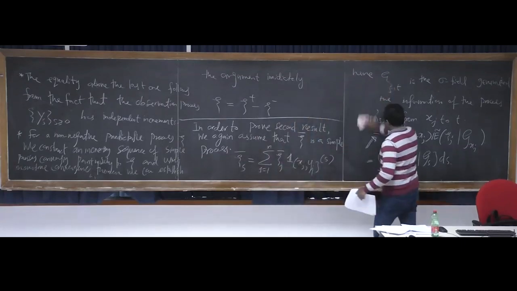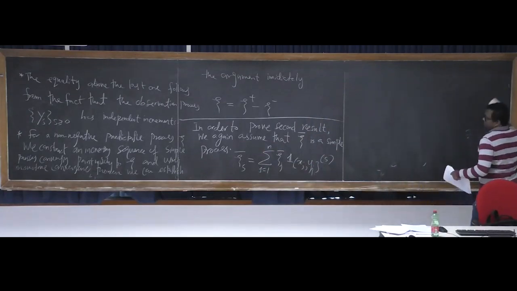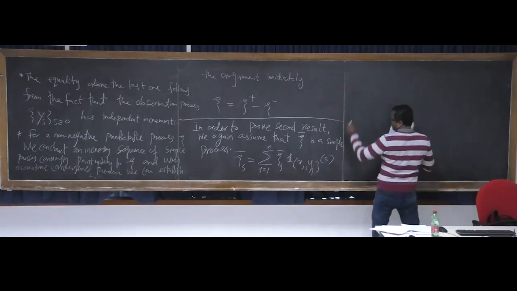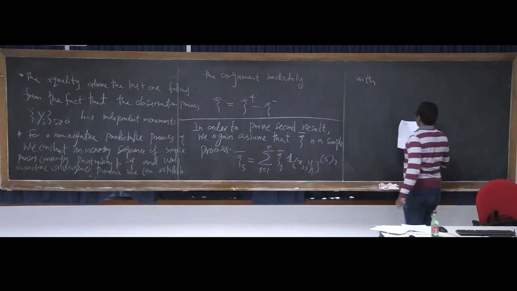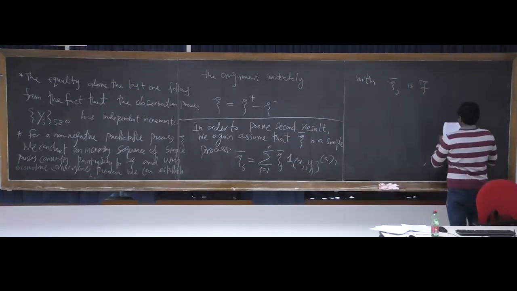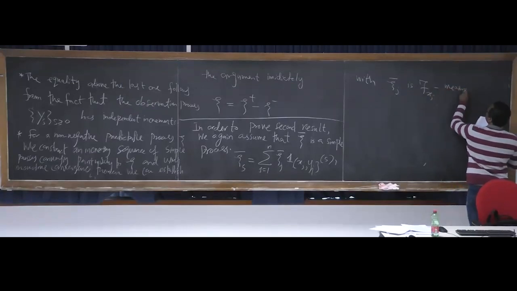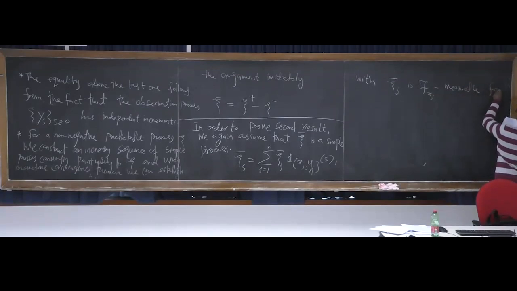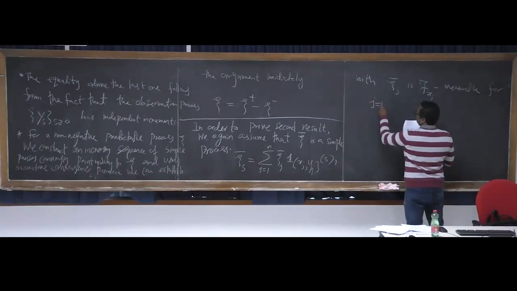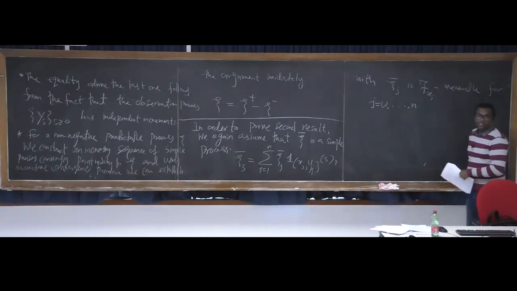As we defined in the previous case, everything is similar, right? So with psi bar j is F_{x_j} measurable, for j running from 1 up to n. Same argument as we did in the first case.